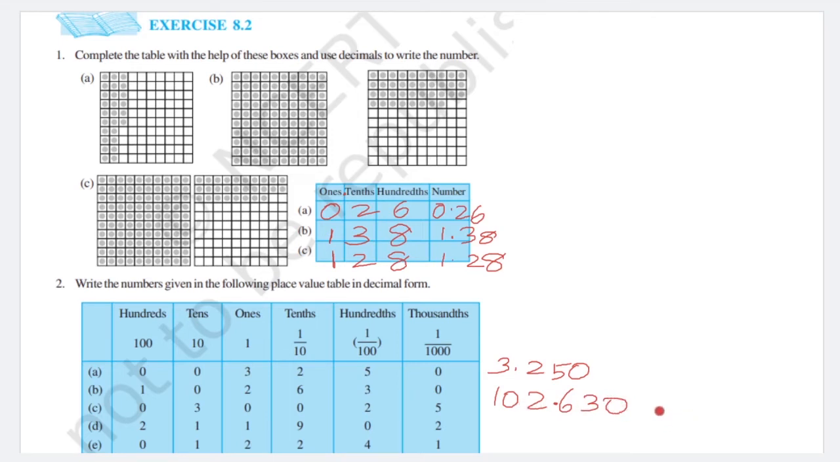So you can also write it as 102.63. This one you can write as 3.25. Both are the same.